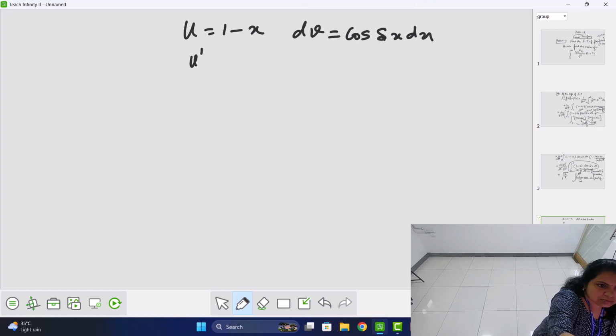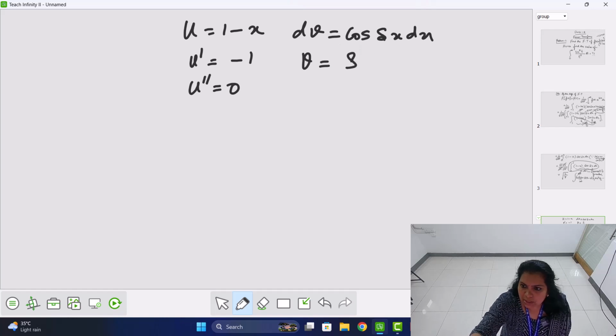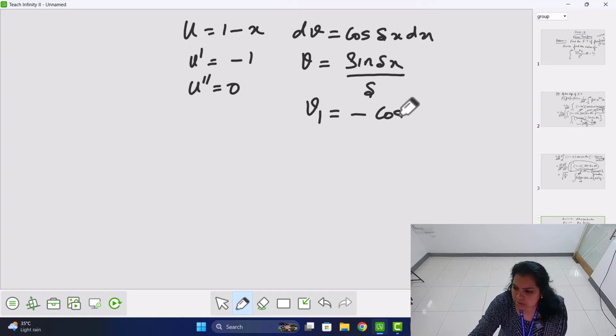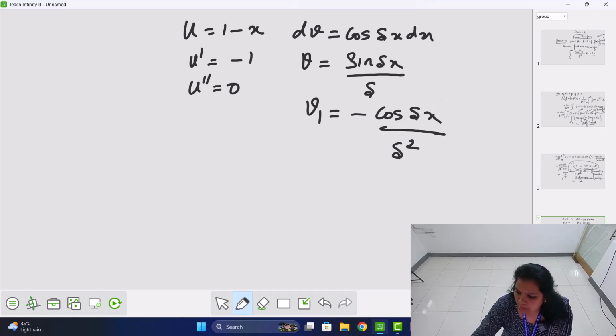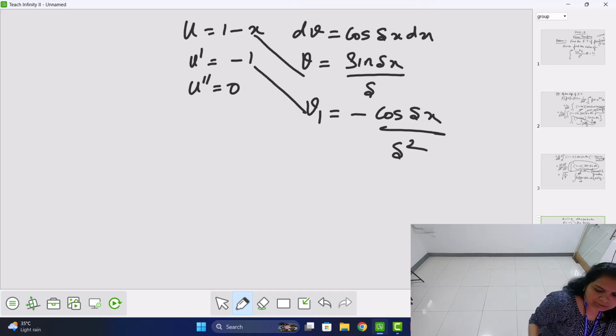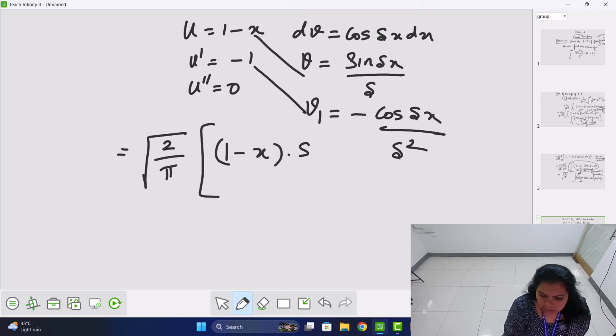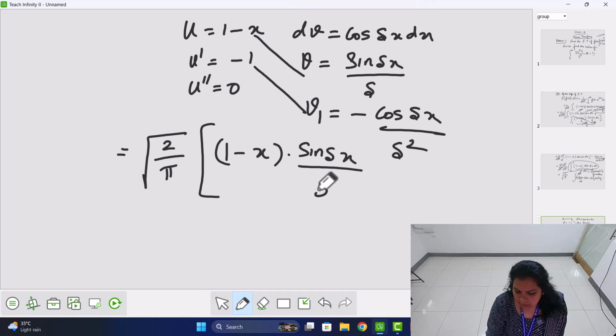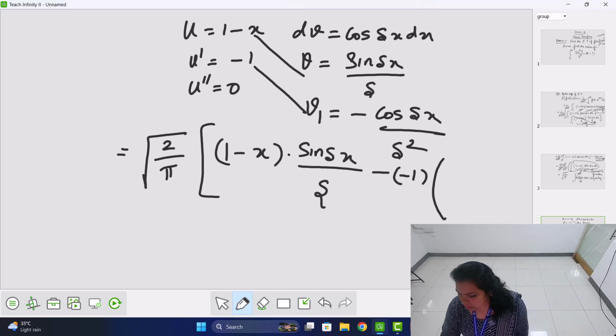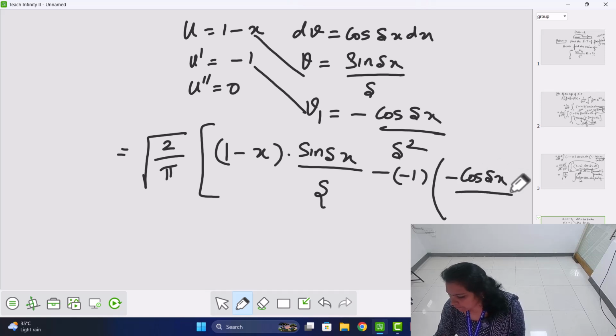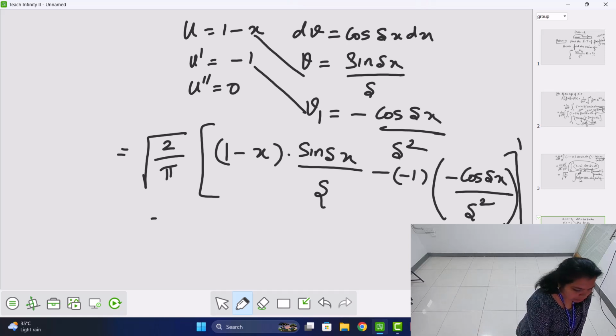So u dash is the differentiation of 1 minus x, which is minus 1. u double dash is 0. So v is sin sx by s, and v1 is minus cos sx by s square. So if you do uv, u dash v1 like that, we get root of 2 by pi, uv is (1 minus x) sin sx by s, minus (minus 1) times minus cos sx by s square, from 0 to 1. So apply the limit now.